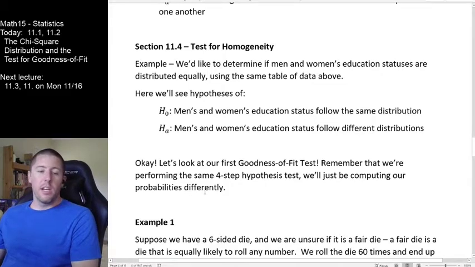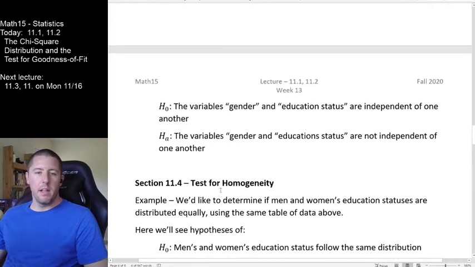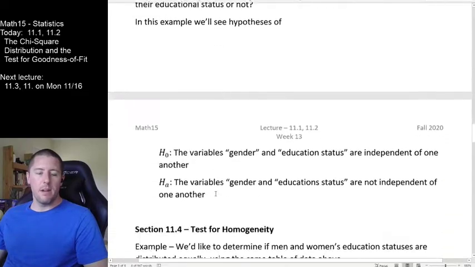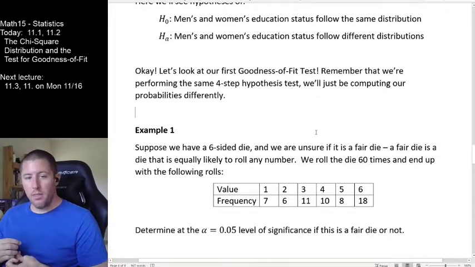So let's go ahead and look at our first goodness of fit test. Today we're going to do 2 goodness of fit tests. That's our section 11.2 stuff. In tomorrow's video, we'll look at 11.3 and 11.4, our tests for independence and our tests for homogeneity. So to start off, we're just going to do exactly this dice rolling example that I started with right here.